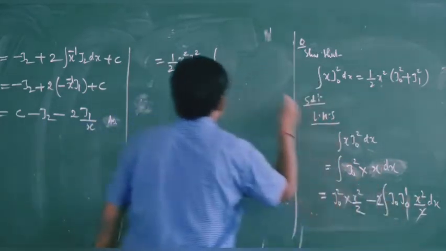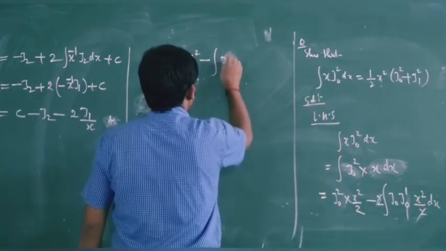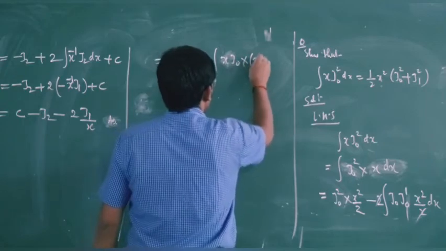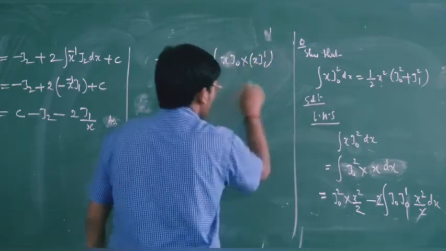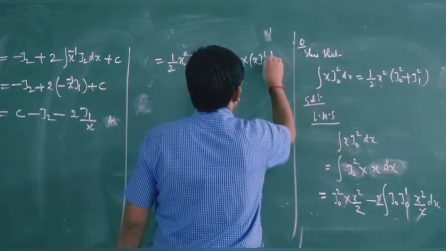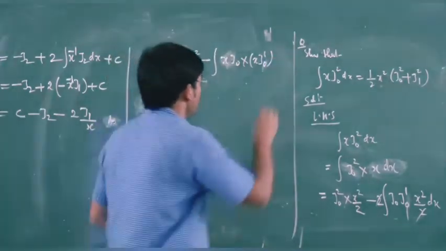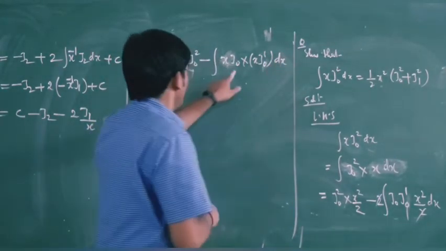Now we can write this one as x j naught into x j naught dash.